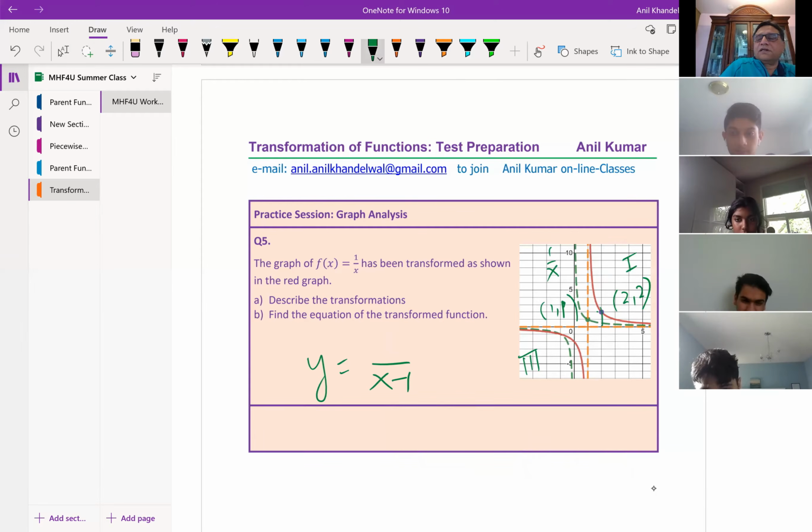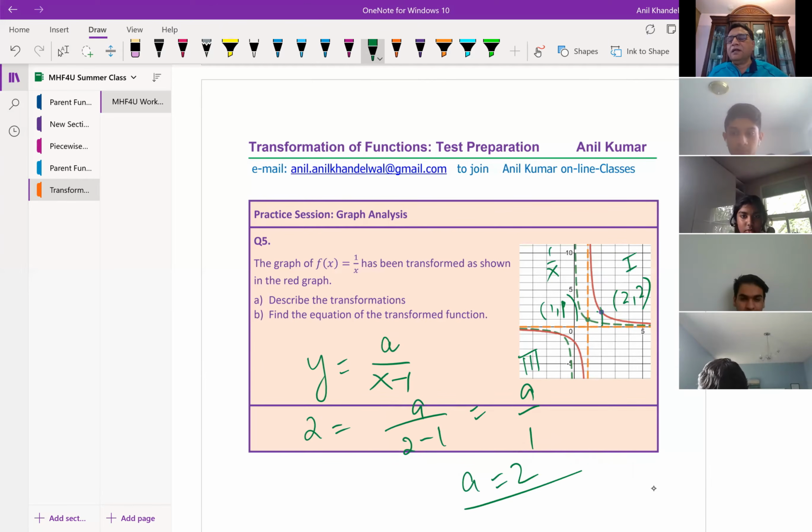I know there is a translation of 1 unit from the asymptotes, correct? So I could write the value a here. Is that clear to you? I don't know what the stretch factor is. Now, I know the point 2, 2 is on the graph. So I'll substitute 2 for x and 2 for y. So I'll write 2 equals a over 2 minus 1, which is a over 1. That means a is equal to 2. Simple as that. So this is the algebraic method to give you the solution when the second point is given to you. Is that clear to you?